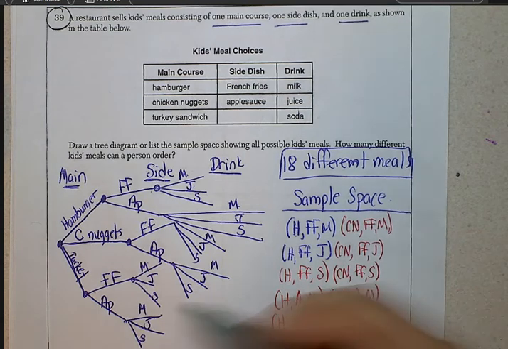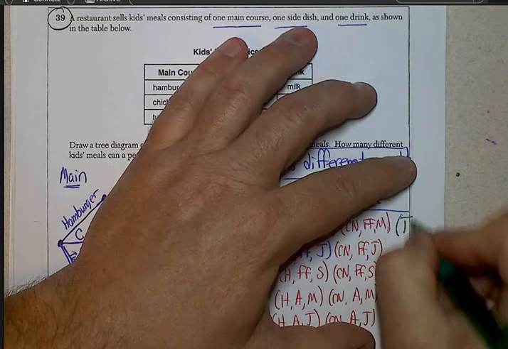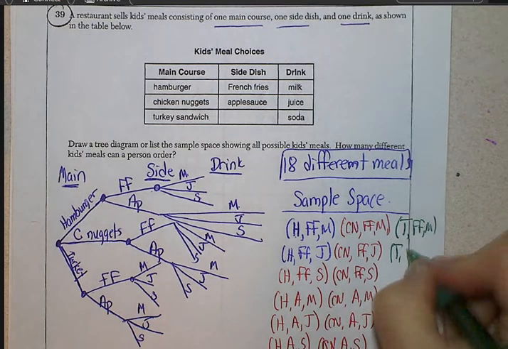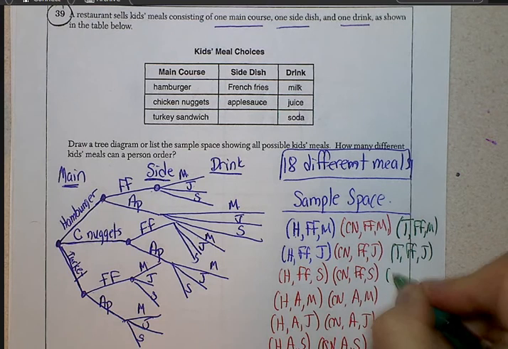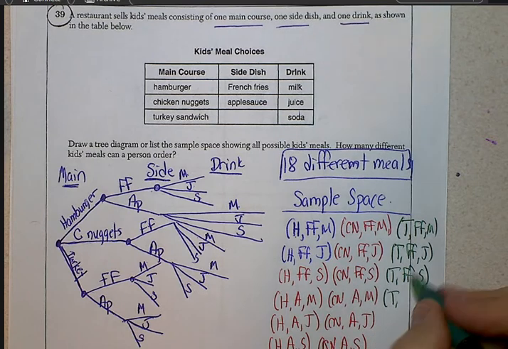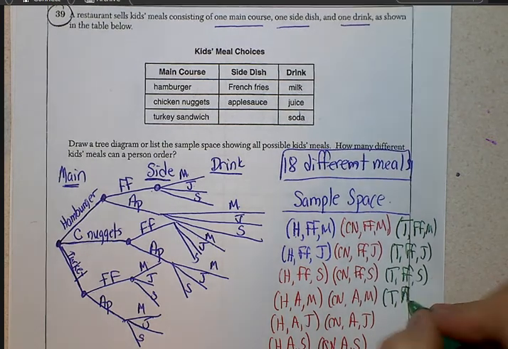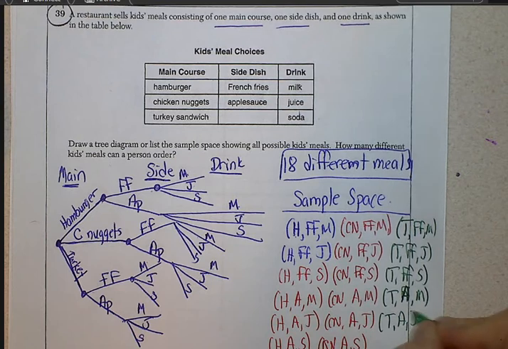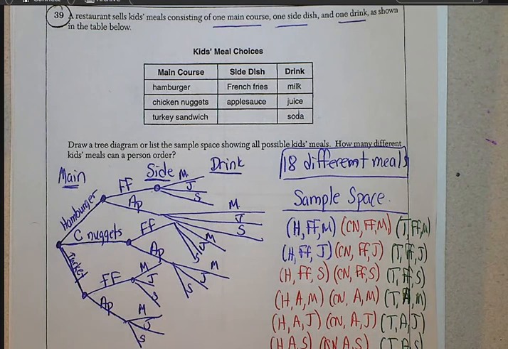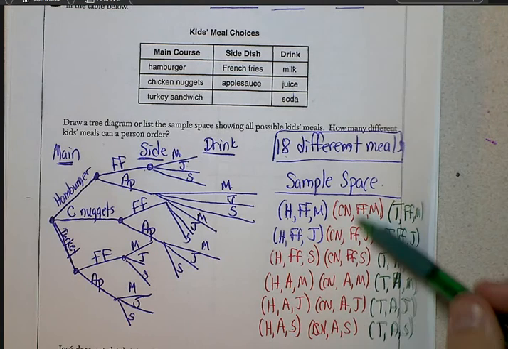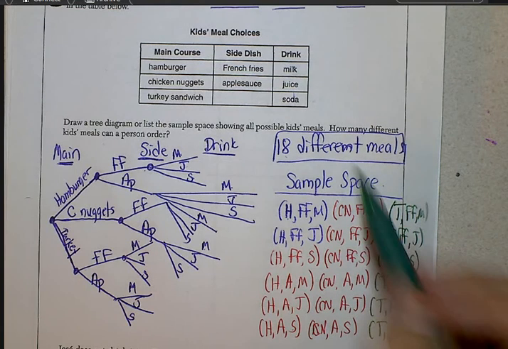And then finally, switching it up, I'm not going to take hamburger, I'm not going to take chicken nuggets. What am I taking? I'm taking my turkey sandwich. So we're going to go turkey, French fries, and milk, turkey, French fries, and juice, turkey, French fries, and soda, turkey, applesauce, and milk, turkey, applesauce, and juice, or turkey, applesauce, and soda. And those are all of the combinations. And once again, we said there were 18. If you count these up, 1, 2, 3, 4, 5, 6, 7, 8, 9, 10, 11, 12, 13, 14, 15, 16, 17, 18. 18 possibilities.